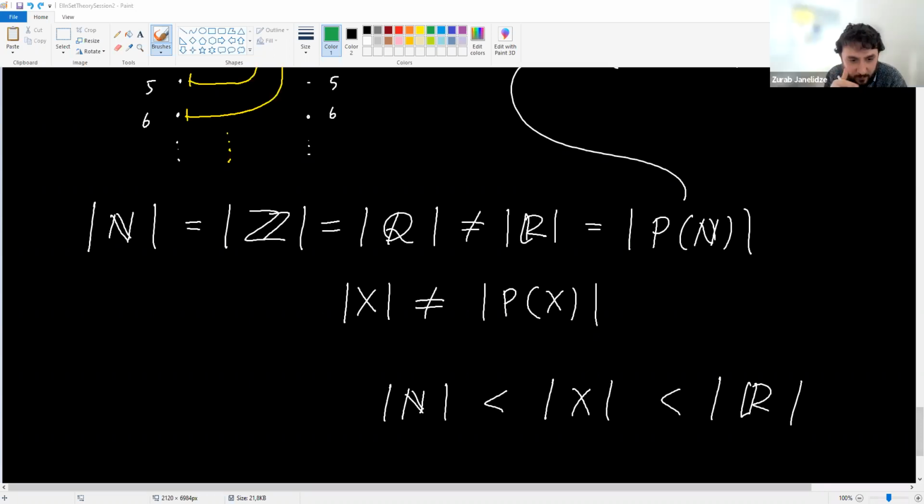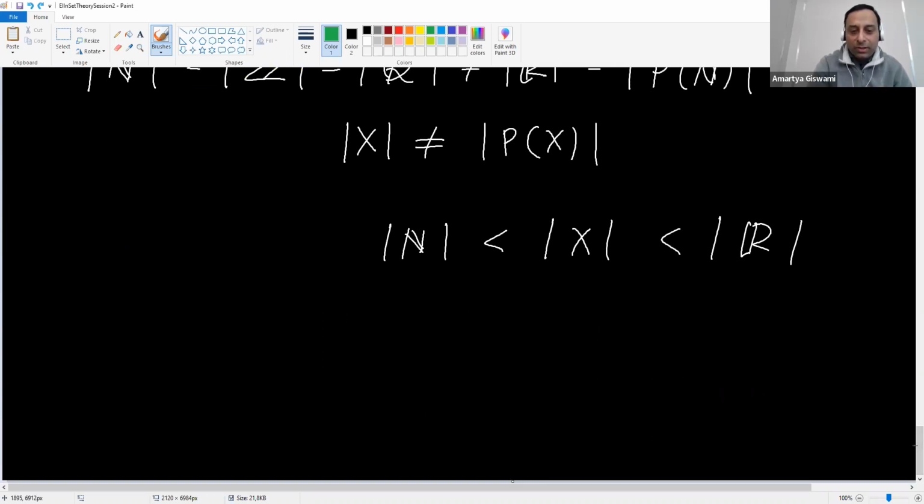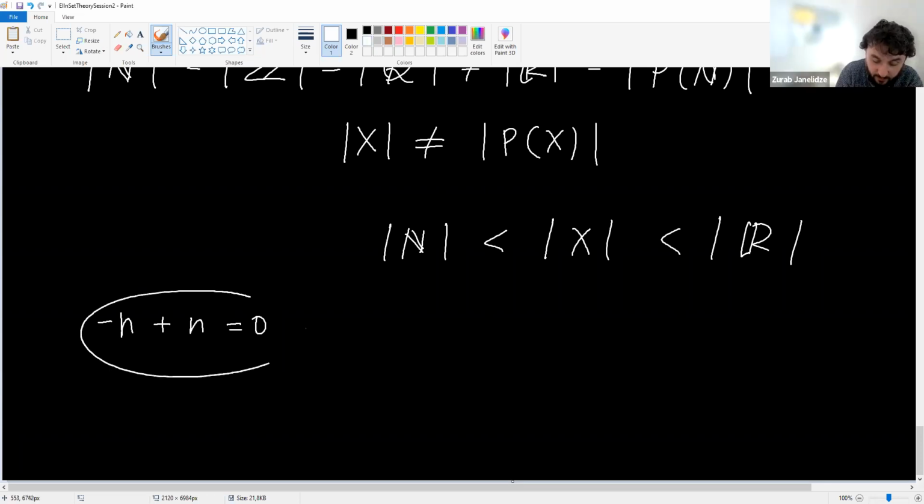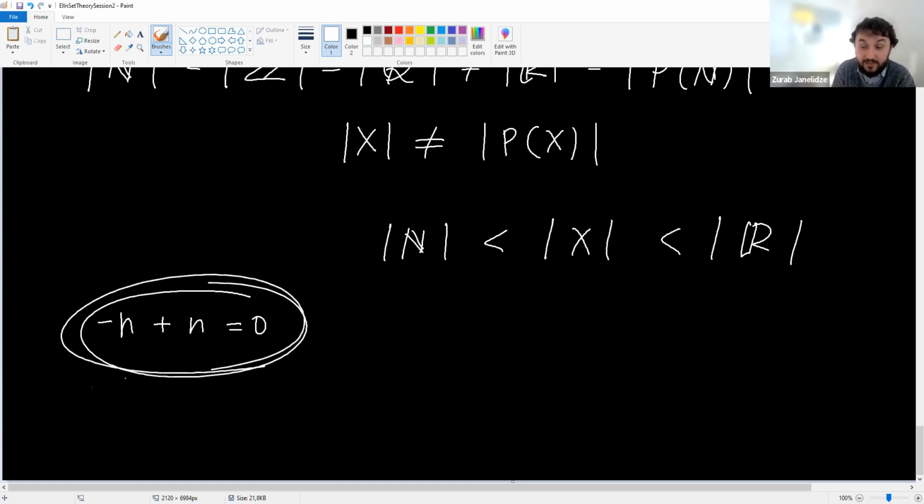Okay, now coming back to the question we had. Yes, we have this last question. Can you please show that minus n plus n equals 0, if you can choose any set to represent minus n? So we are not going to show that it has this property. We are rather going to define addition of numbers in such a way that this property is validated.